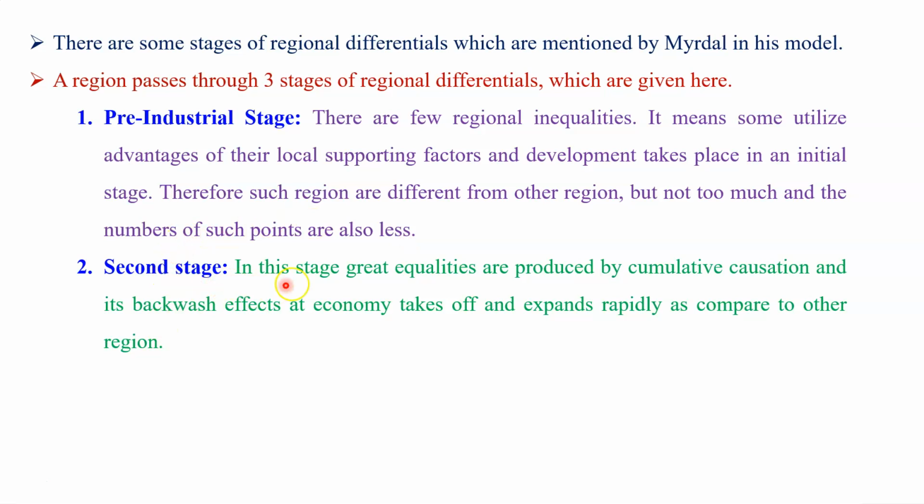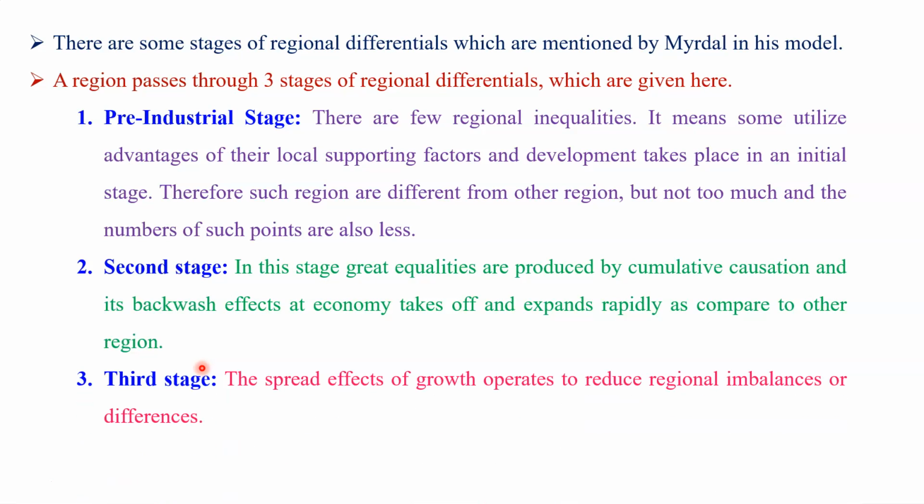In this stage, great inequalities are produced by cumulative causation, and it's the backwash effect. The economy takes off and expands rapidly as compared to the other regions. So it is true, and that was explained by Myrdal in his model. And in the last stage, the third stage, the spread effect of growth operates to reduce regional imbalance or differences. That is also explained by Myrdal in his model.